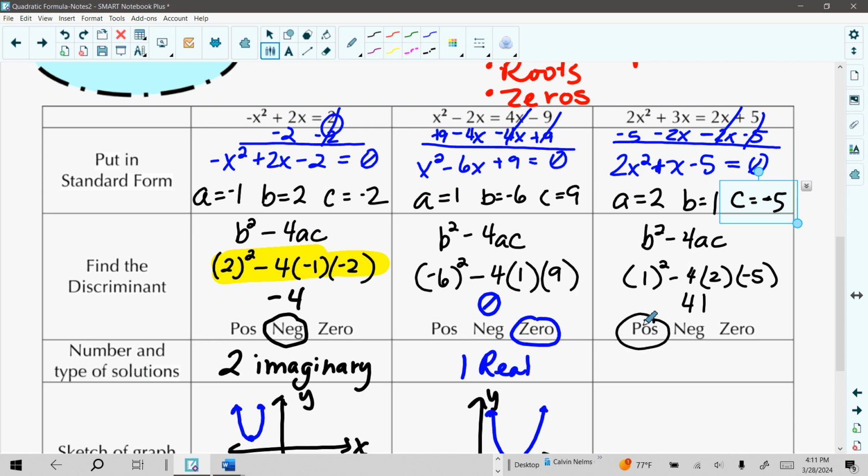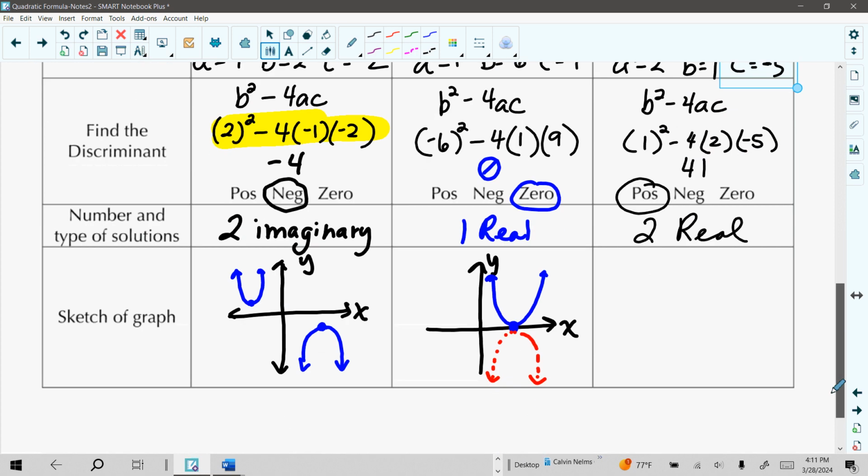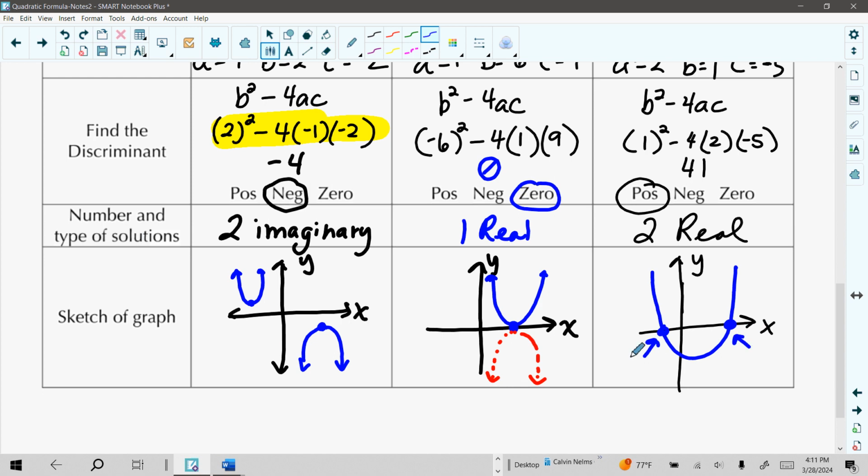And this is positive. So whenever we get a positive number with our discriminant, you're going to have two real solutions. And that means it's going to touch the x-axis twice. So let's say I have a parabola, and it's something like that. So here, that's our two solutions. Or you can say they're the roots. Or that's also called the x-intercepts.